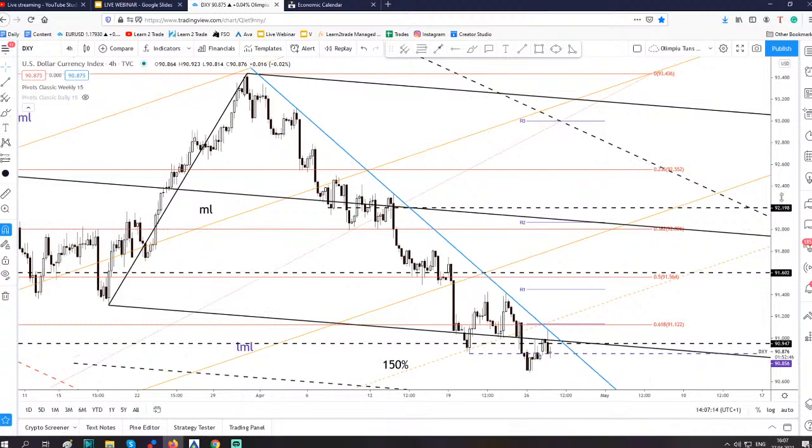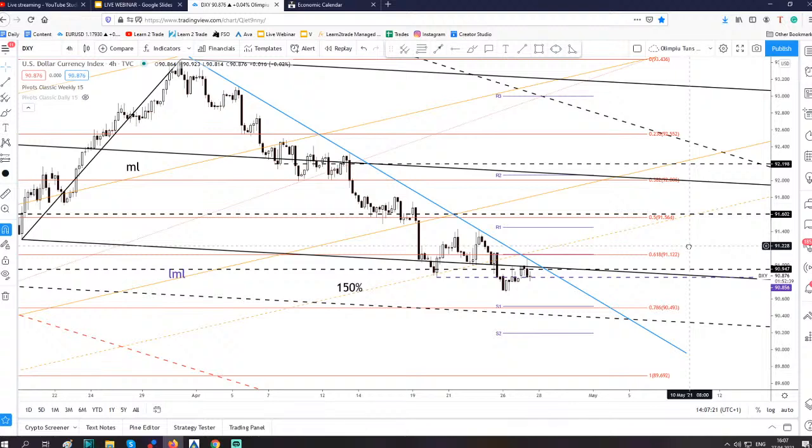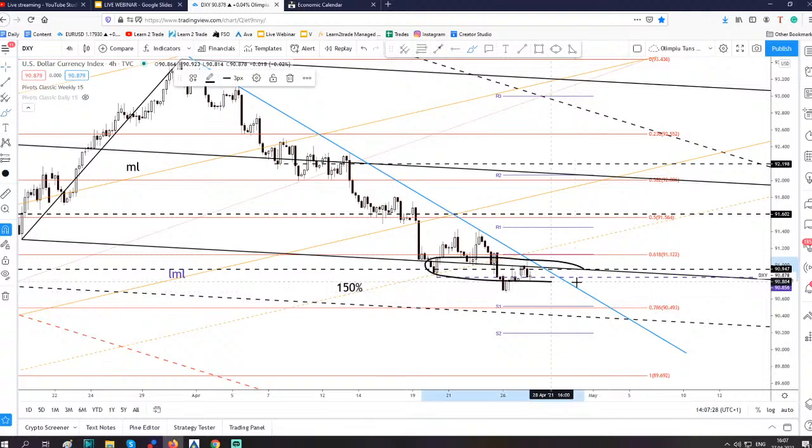You can see here on the DXY that the bias is still bearish. The DXY is still bearish. It has retested this downtrend line, and as you already know from my previous live webinar analyses, the price has dropped. It has registered a new lower low here.